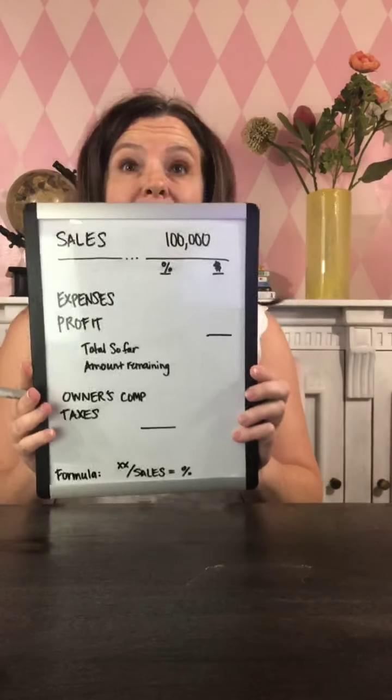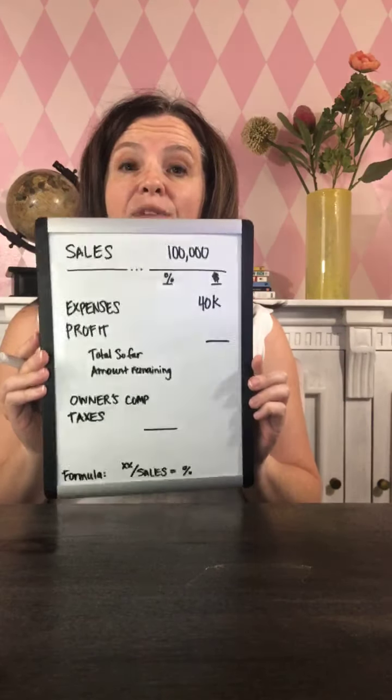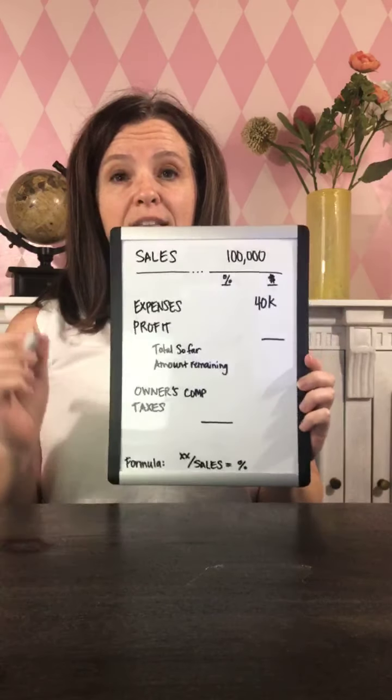So in our example, I'm going to do a pretty easy one. We're going to say that our sales are $100,000 a year. You're going to write that down, because we're going to need that. Then the next step is we're going to figure out what the percentage of your expenses is. In our example, every year we spend $40,000 on expenses. So now we need to figure out what percentage that is of our sales.